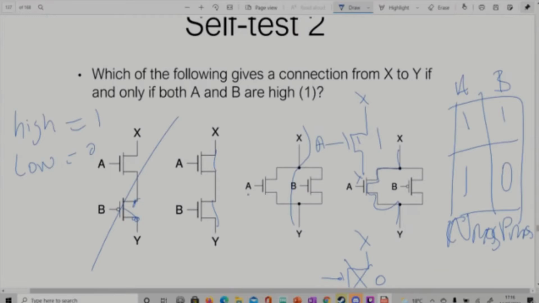However, it's saying, which of the following gives a connection from X to Y if and only if both A and B are high. So this one, it doesn't matter, so it can't be this one, and it can't be this one, so it has to be this one.